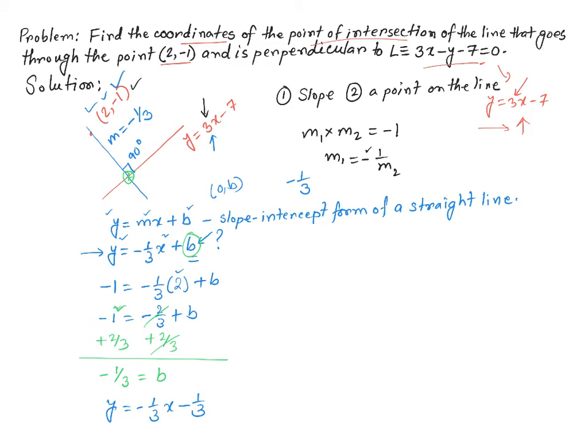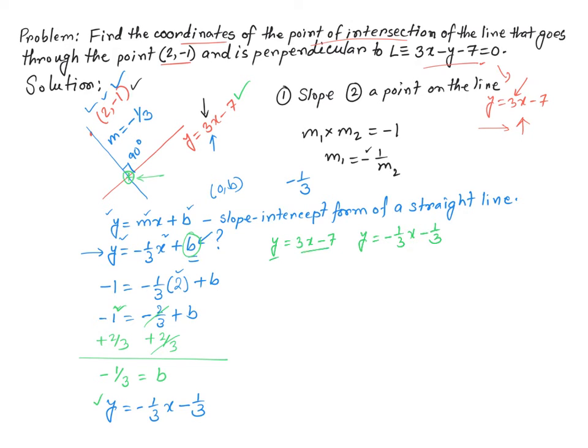However, they want you to find the point of intersection, that means the coordinates of the point of intersection. So I could just take the given line, y equals 3x minus 7, and y equals negative 1/3 x minus 1/3. I can take these two equations and solve for x and y. It's pretty easy. The first one says y equals 3x minus 7, and the second equation says y equals negative 1/3 x minus 1/3, right?